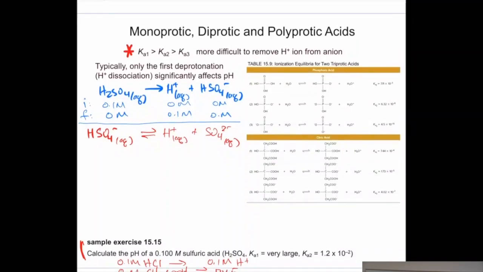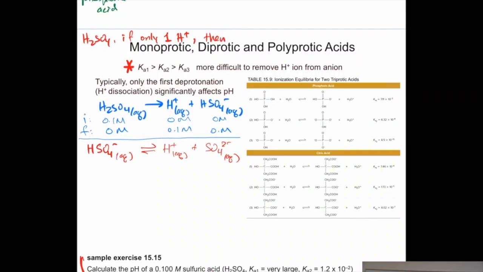Now, before we go any further, let's just do a thought process. We know that for sulfuric acid, if only one proton comes off, then we know that the hydrogen ion concentration is 0.1 molar and the pH equals 1. What would it be if both of them came off?